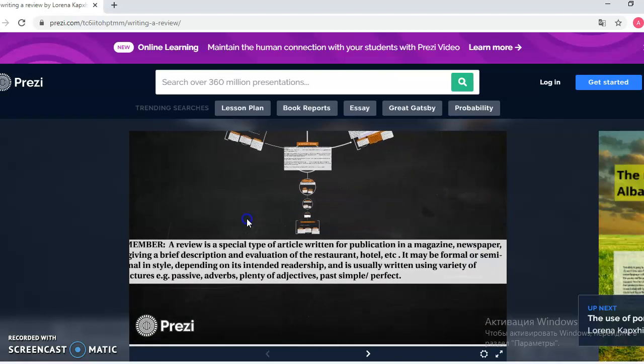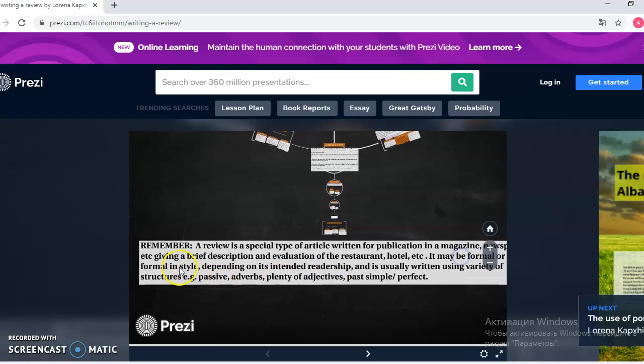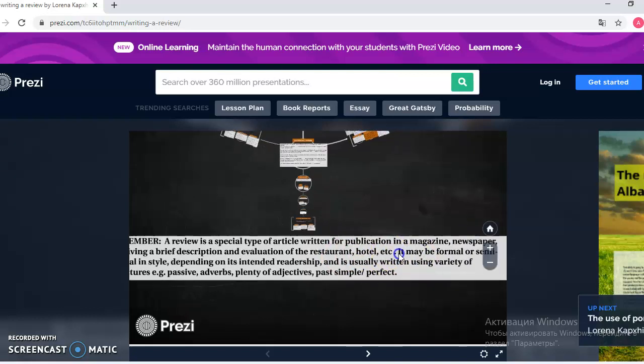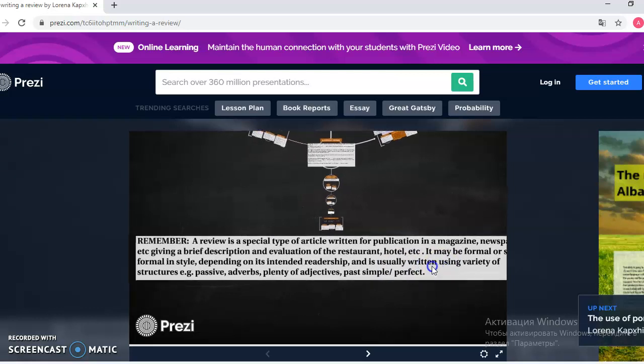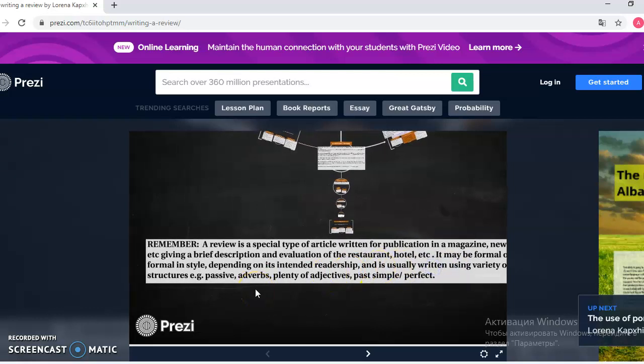First of all, a review is a special type of article written for publication in a magazine, newspaper, etc., giving a brief description and evaluation of a restaurant, hotel, film, etc. It may be formal or semi-formal in style depending on its intended readership, and is usually written using a variety of structures: passive, adverbs, adjectives, past simple, and perfect.